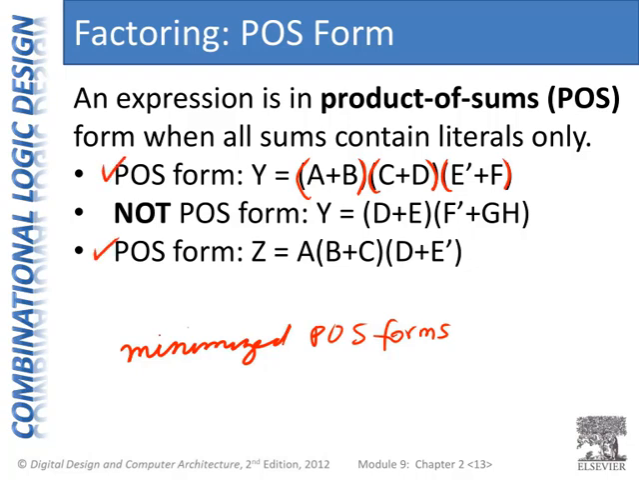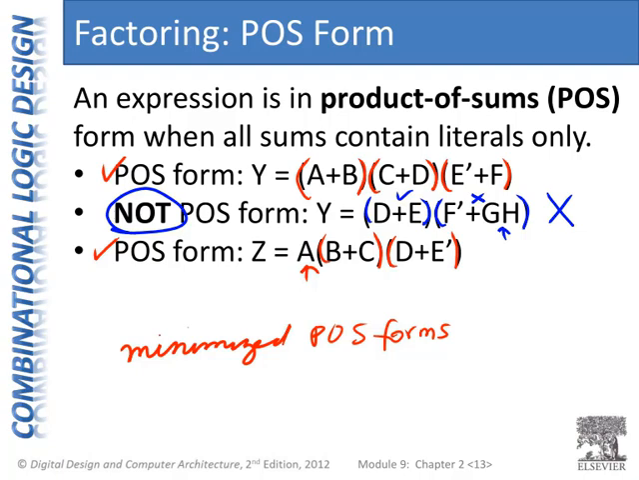This bottom one is also POS form. The sums include literals only. That sum includes just a single term, that's fine. This middle one here is not POS form. This one's okay, but this sum here does not include just literals. It includes an OR term that has a product in it, G and H, instead of just literals.